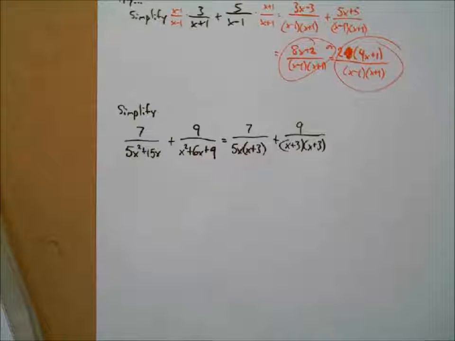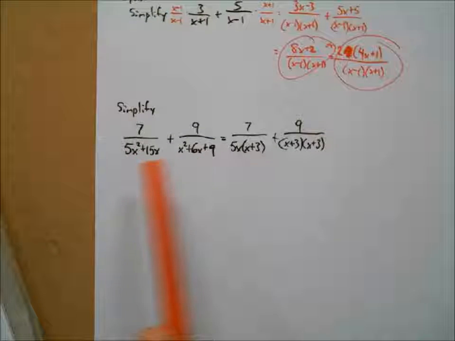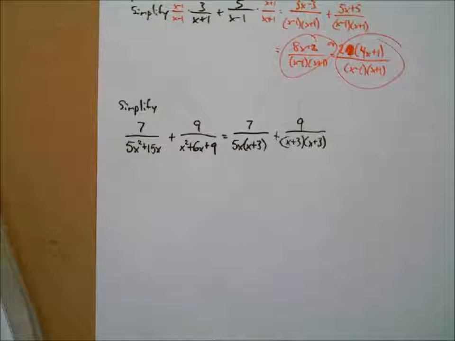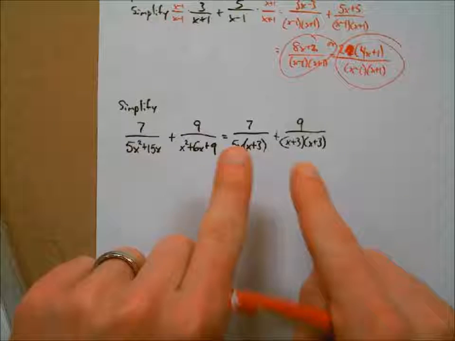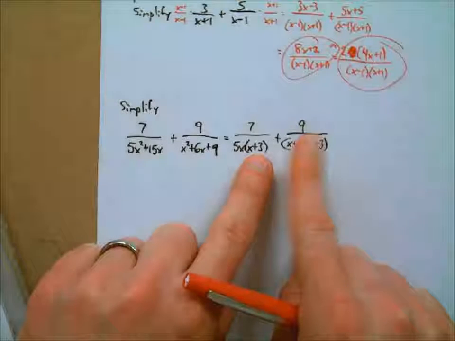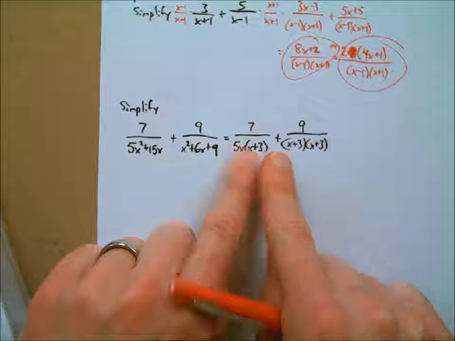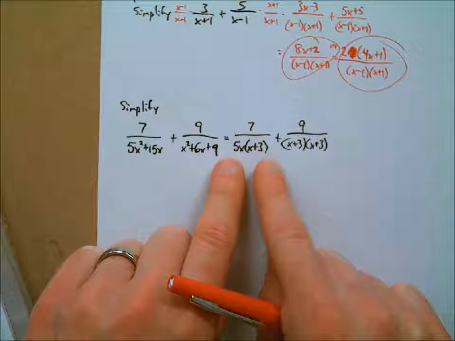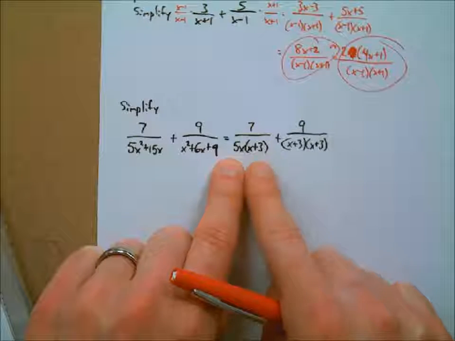Upon first glance, these denominators had nothing in common. But when we factored, we now see they do have something in common. What do they both have? An x plus 3. But they also are not the same. They both have one x plus 3, but this denominator is missing another x plus 3. It's got one, and you need another one.